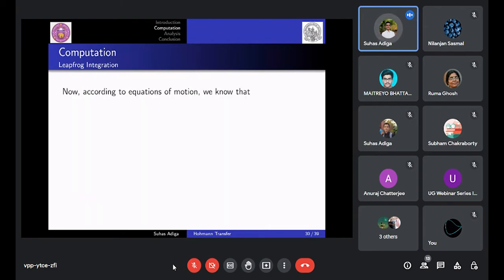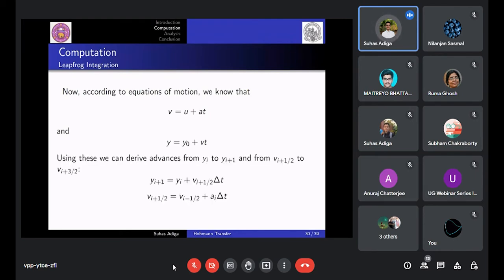As I said, from the equation of motion, we know that v equal to u plus at, and I can give my position y equal to y naught plus vt. I calculate my position at every integer time second, that is y1, y2, y3, y4, y5, y6, and so on. So if I put i equal to 0, my y1 will be equal to y0 plus v half into delta t, right? And then my velocity v half will be equal to v, what was my velocity half a second ago, plus acceleration times delta t, right?